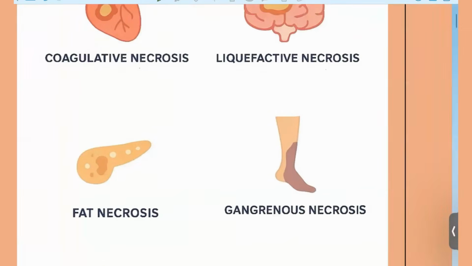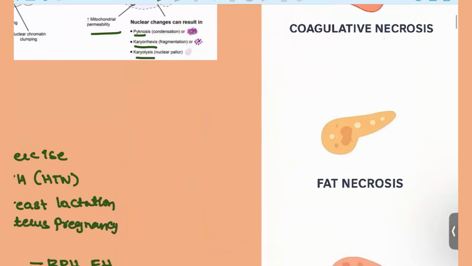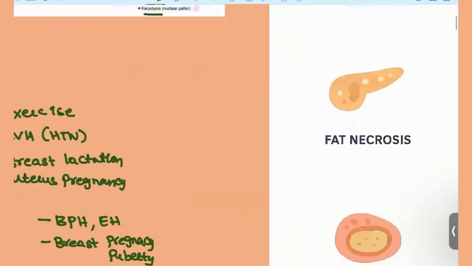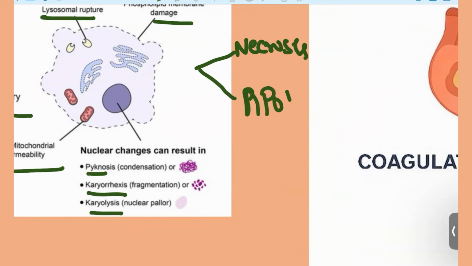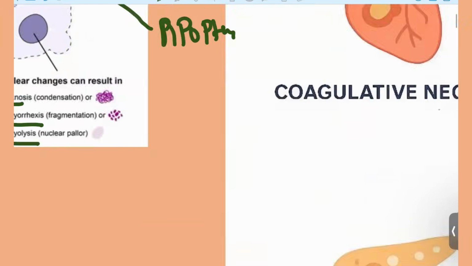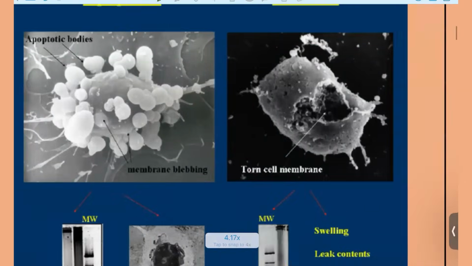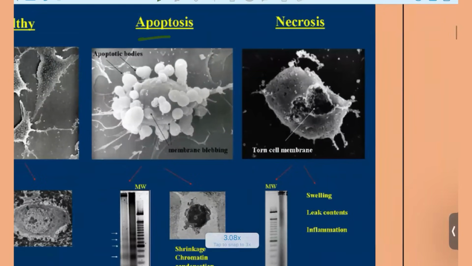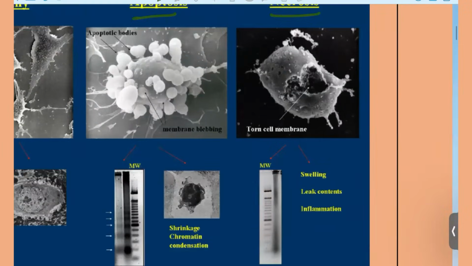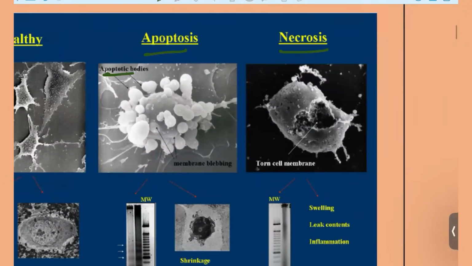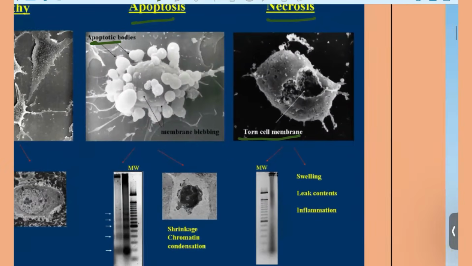Next, we have the two types of injury, and after irreversible injury, what happens? Either it will go into necrosis or it will go into apoptosis, right? So let's see the difference between apoptosis and necrosis. Here in the picture, you can see this is the apoptosis and this is the necrosis. On electron microscopy, you will see membrane blebbing and apoptotic bodies, while in necrosis the cell membrane will be damaged. Right?